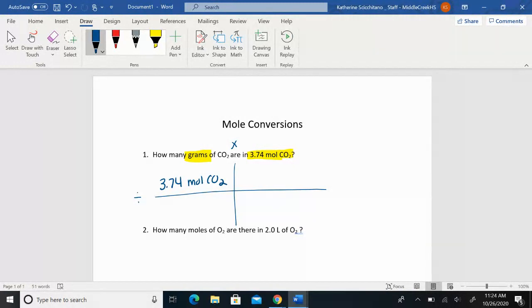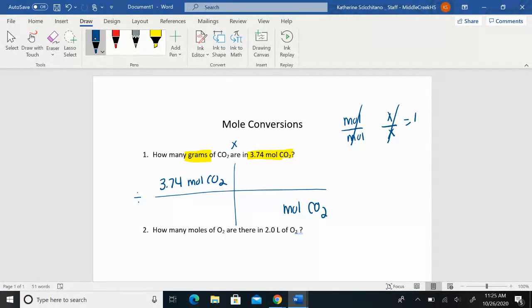Now the way that these train tracks work is in order to get rid of a unit that we don't want anymore, we put it on the diagonal because it's like dividing. So moles divided by moles is very similar to x divided by x, right? If you divide a unit by itself or a variable by itself, they equal 1, so they cancel out. So that's what we're going to do here. We want to get out of moles, so we put it on the diagonal.